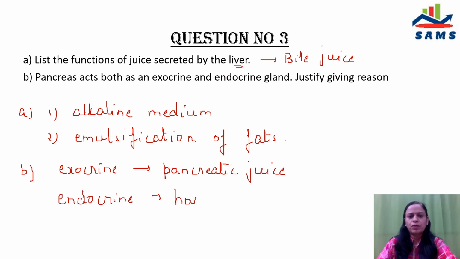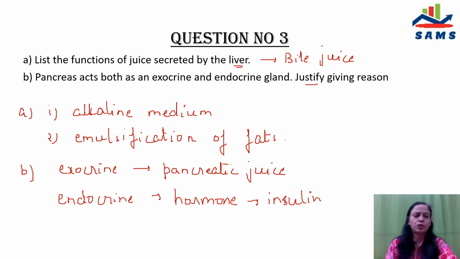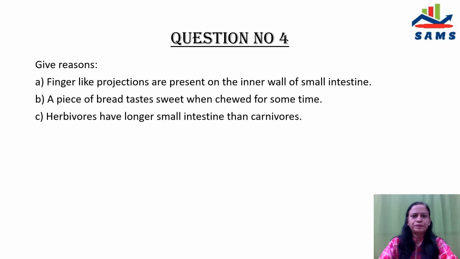It secretes the hormone insulin, which is transported by the blood to the various parts of the body where it is supposed to act. So it secretes the hormone insulin, which makes it act as an endocrine gland also. So this is the reason why we say that pancreas can act both as an exocrine gland as well as an endocrine gland. Moving towards question number 4.